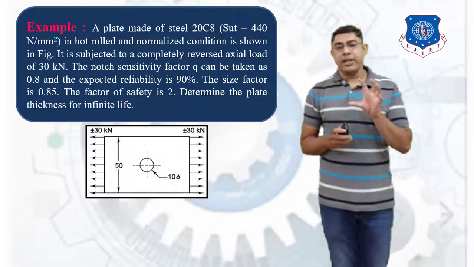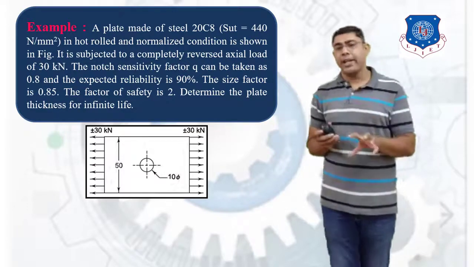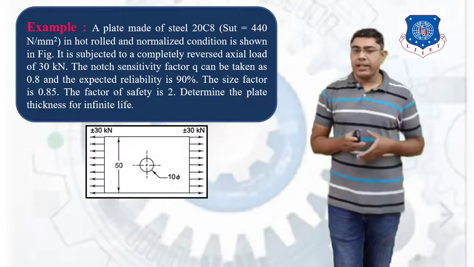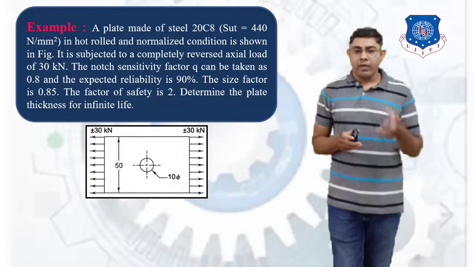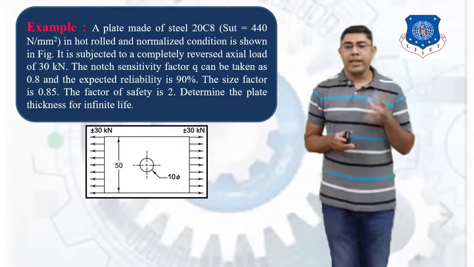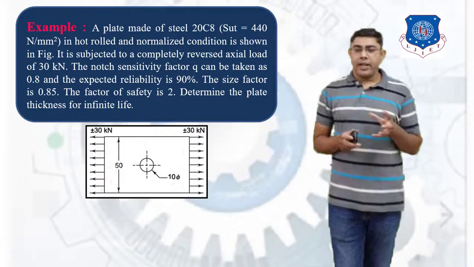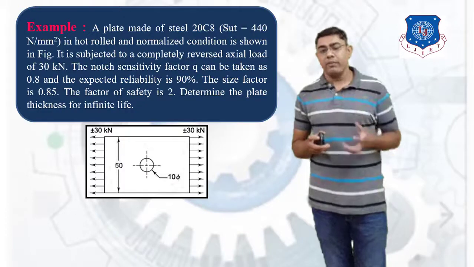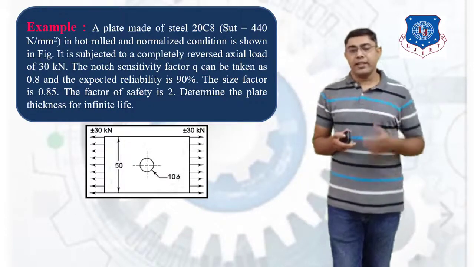According to this configuration, it is clear that the problem is based on infinite life and the load applied is fluctuating. It is a completely reversed axial load, so we have to design this plate for infinite life. We have to use the endurance limit to calculate the thickness of the plate. To calculate the endurance limit for this particular geometry, we first have to calculate AC dash. Before that, we collect the data given.